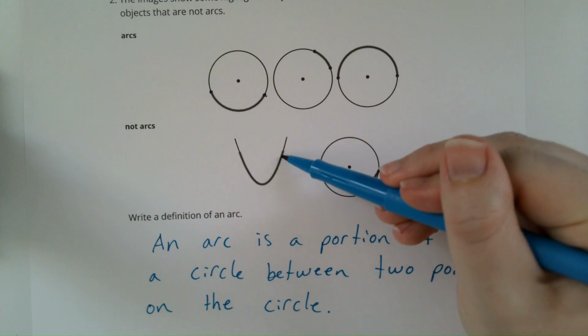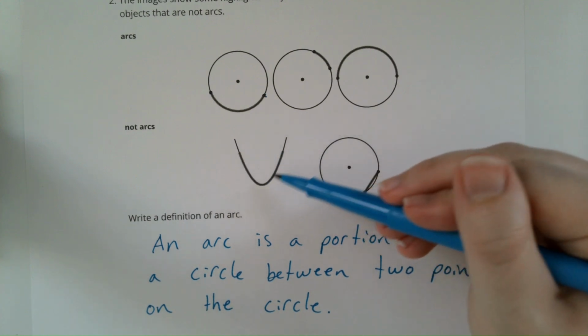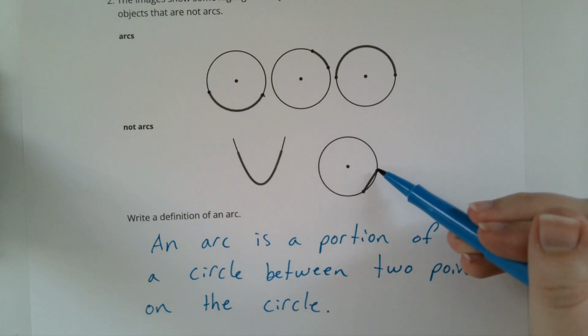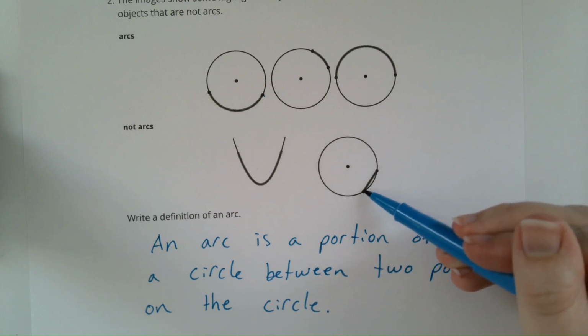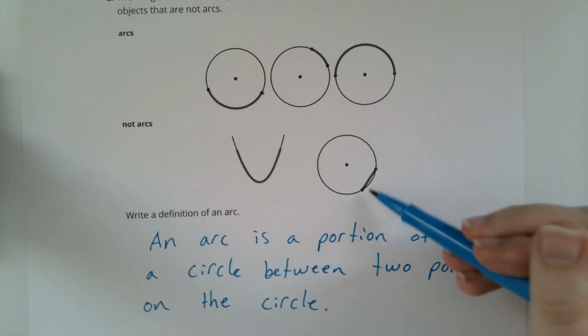This one obviously is not a part of a circle. This is more like a parabola or something like that. And this has 2 points on the circle, but it's a line segment. It's not an actual portion of the circle itself. This would be a chord.